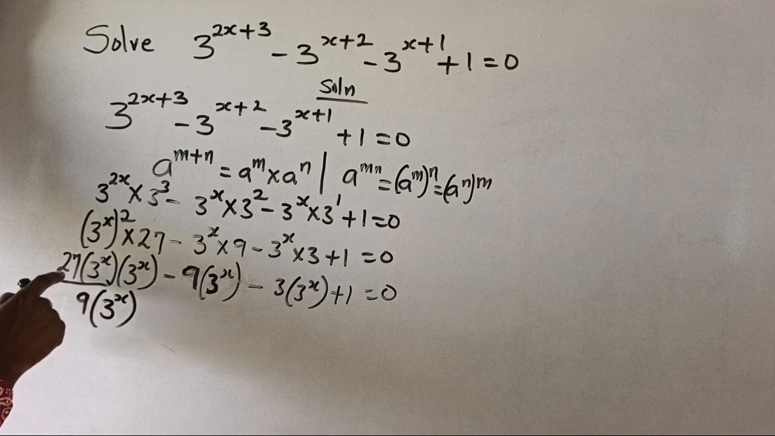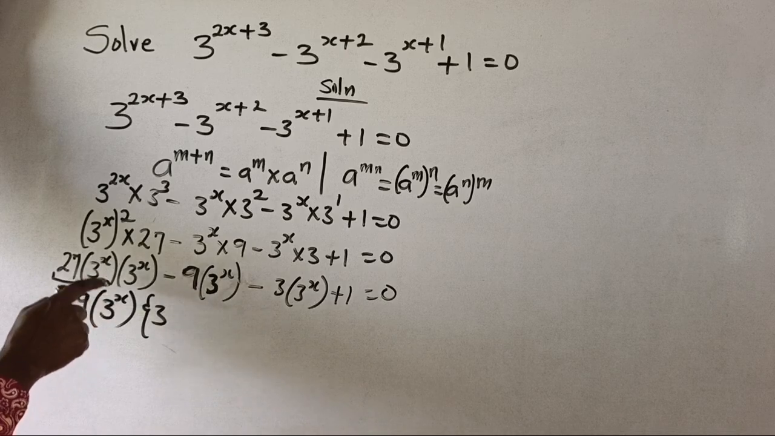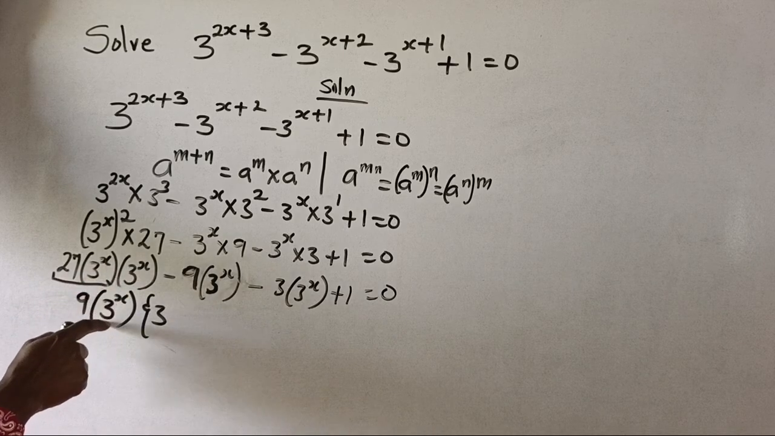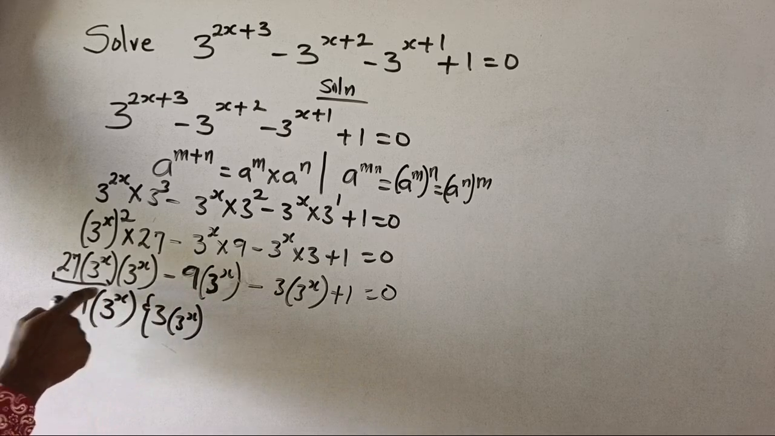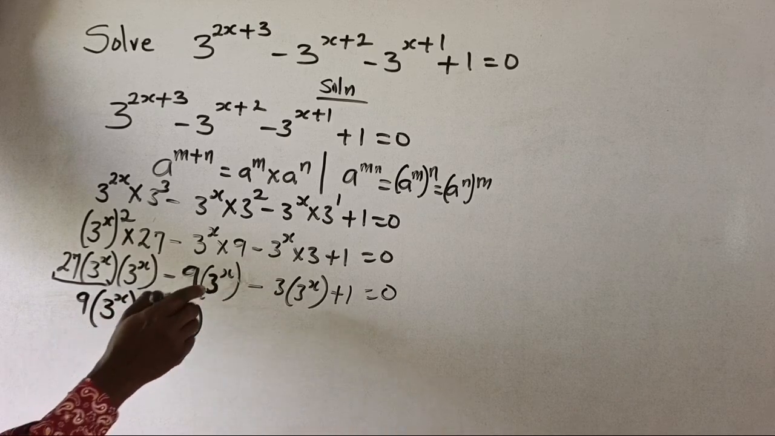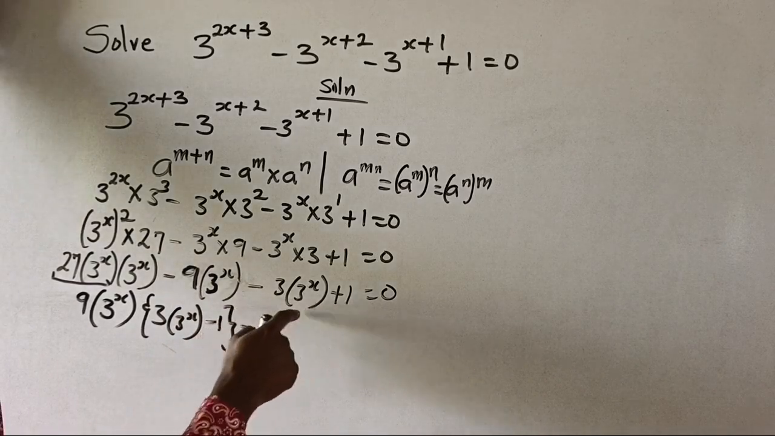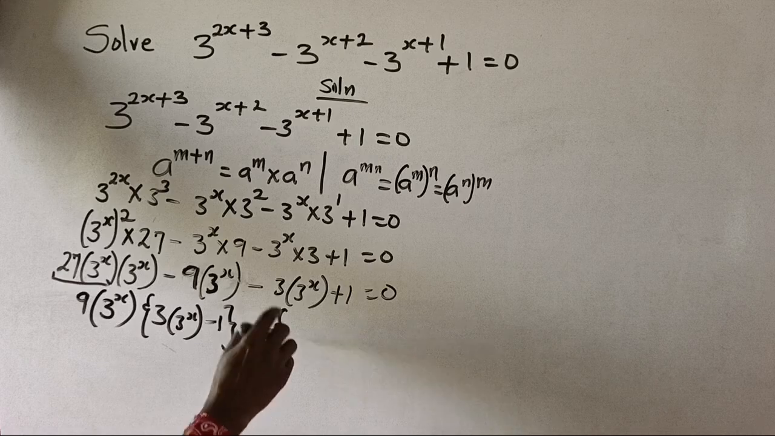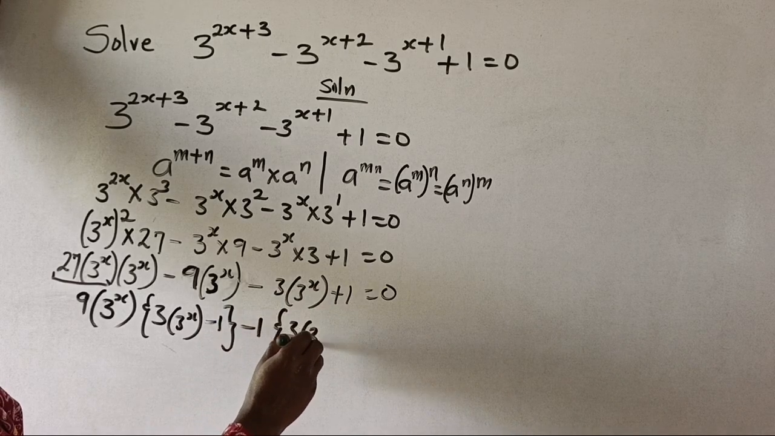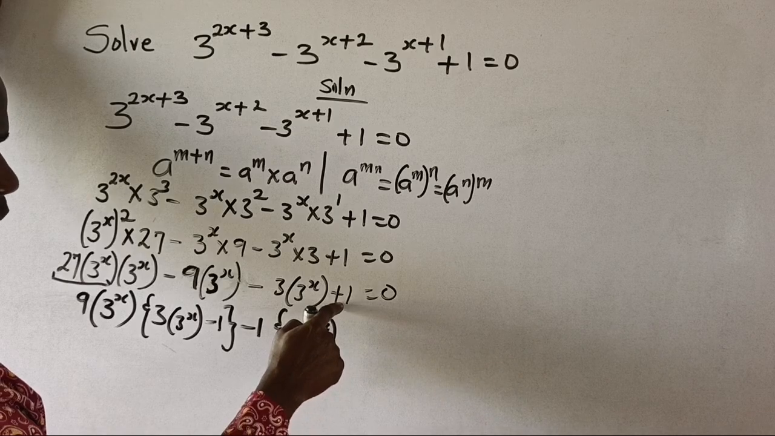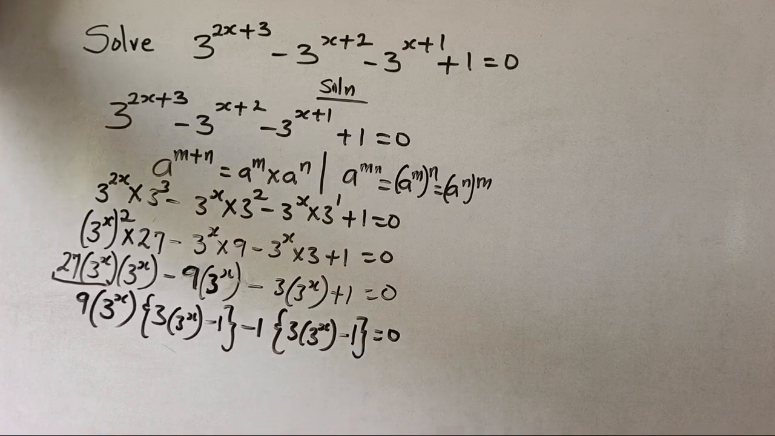When we factorize 9 from 27 here, we have 3 left. Now from 3 raised to power x times 3 raised to power x, we factorize 3 raised to power x, which means we have 3 raised to power x left. Then from here, we factorize 9 times 3 raised to power x out, and we have 1 left. So for the last two terms, minus 1 is a common factor. Factorizing minus 1 from minus 3 times 3 raised to power x, we have 3 times 3 raised to power x left. Then minus 1 from plus 1 will give us minus 1, equals 0.